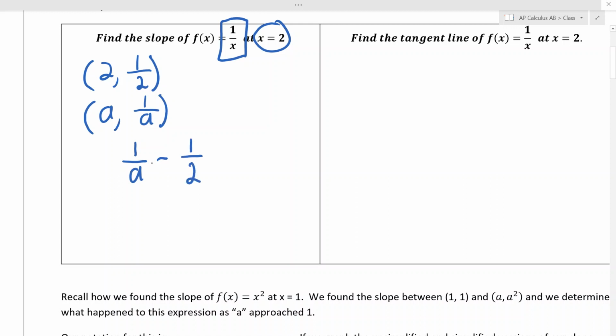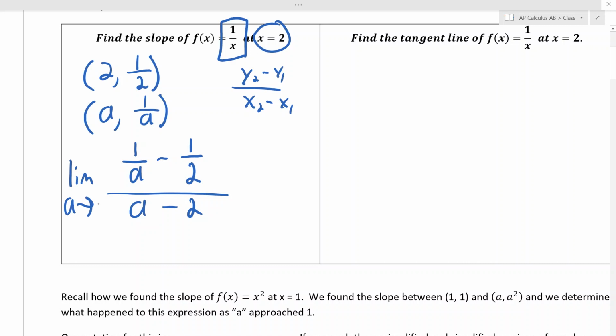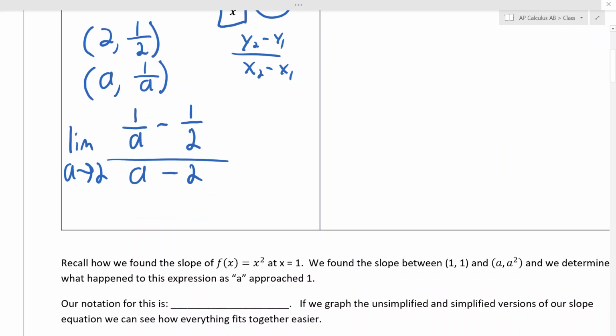That's y2 minus y1. That's what we're using here, right? y2 minus y1 over x2 minus x1, over a minus 2, like that. And we want to know what's going on as we let a approach 2. So we cannot handle this the way it is, because when you plug in 2, you get 0 over 0.